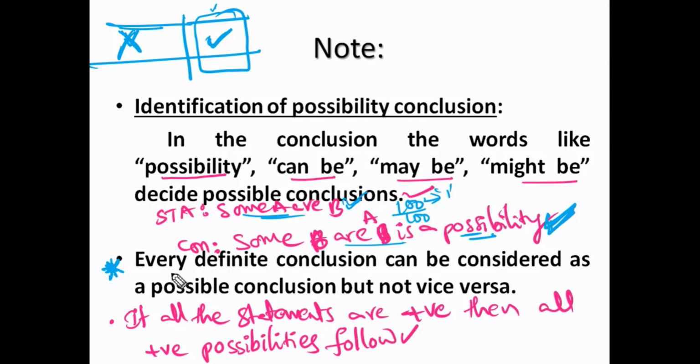So remember this point. Every definite conclusion can be considered as a possible conclusion, but not vice versa. Remember this: every possible conclusion may or may not be a definite conclusion, but every definite conclusion will compulsorily be a possible conclusion. Okay. In this topic, note points are very, very important. Note points are nothing but shortcuts, right? Okay.